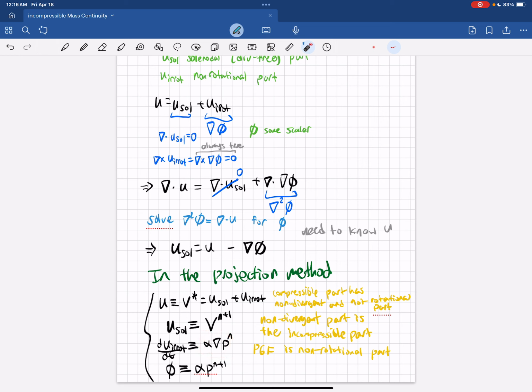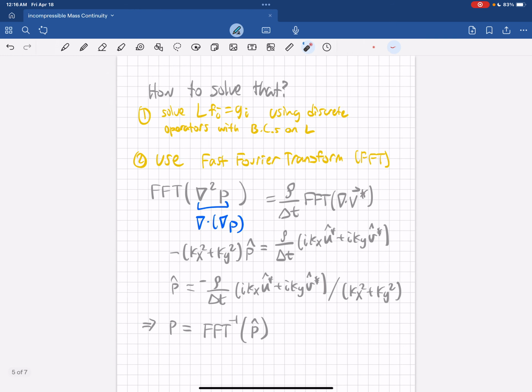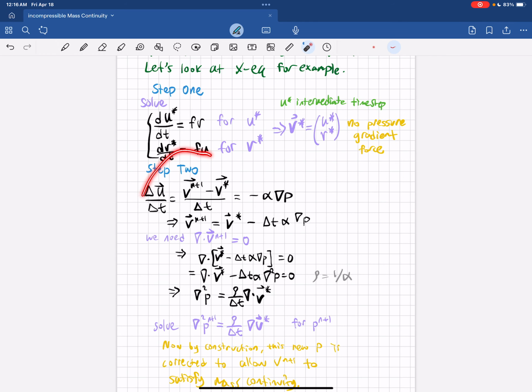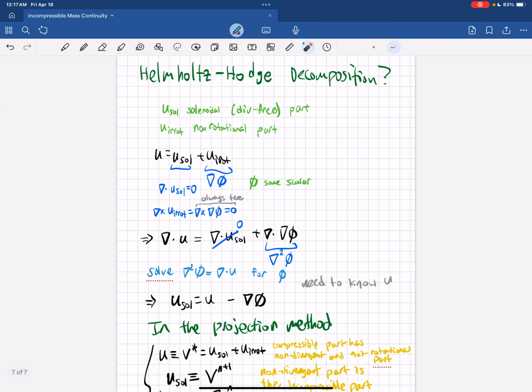And if you remember, we solved this equation, u n plus 1 minus u star over dt is equal to PGF, the pressure gradient force, which is this. We also know that the scalar is just this inverse density times p n plus 1, because we need to solve for the updated pressure. So if you go back to this method and re-look at these, you will see that this is literally the same exact thing as the Helmholtz-Hodge decomposition.